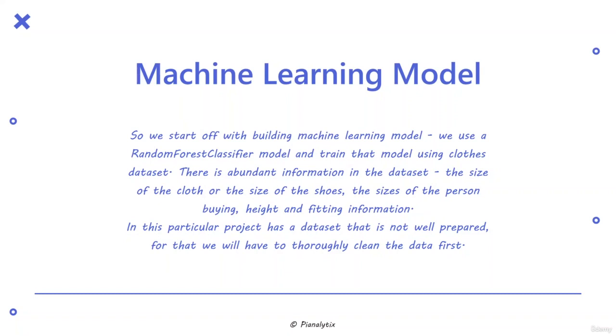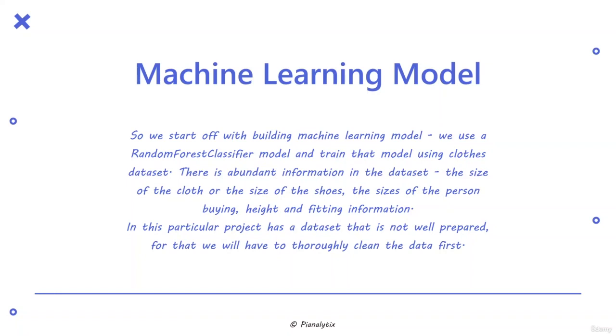So the first part is the machine learning model. We start off with building a machine learning model. We use a random forest classifier model and train that model using the clothes dataset. There's abundant information in the dataset, like the size of the cloth or the size of the shoe, right? The size of the person buying, meaning waist size and all, height, and fitting information about the cloth itself.